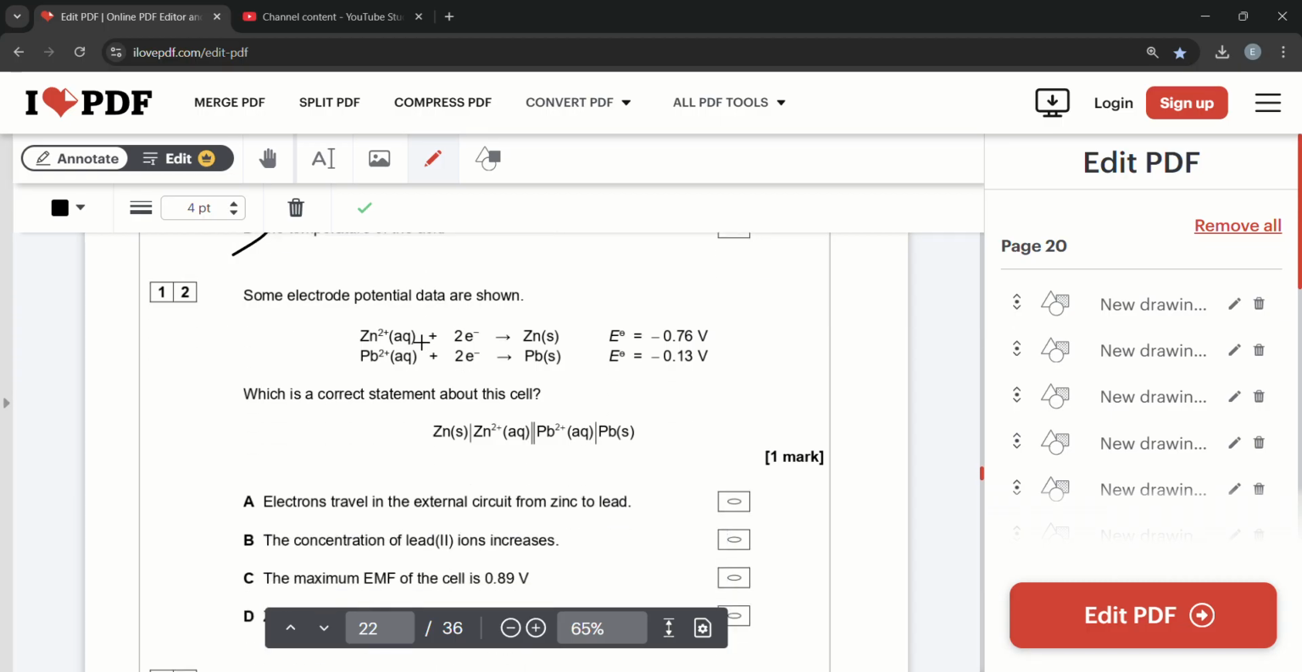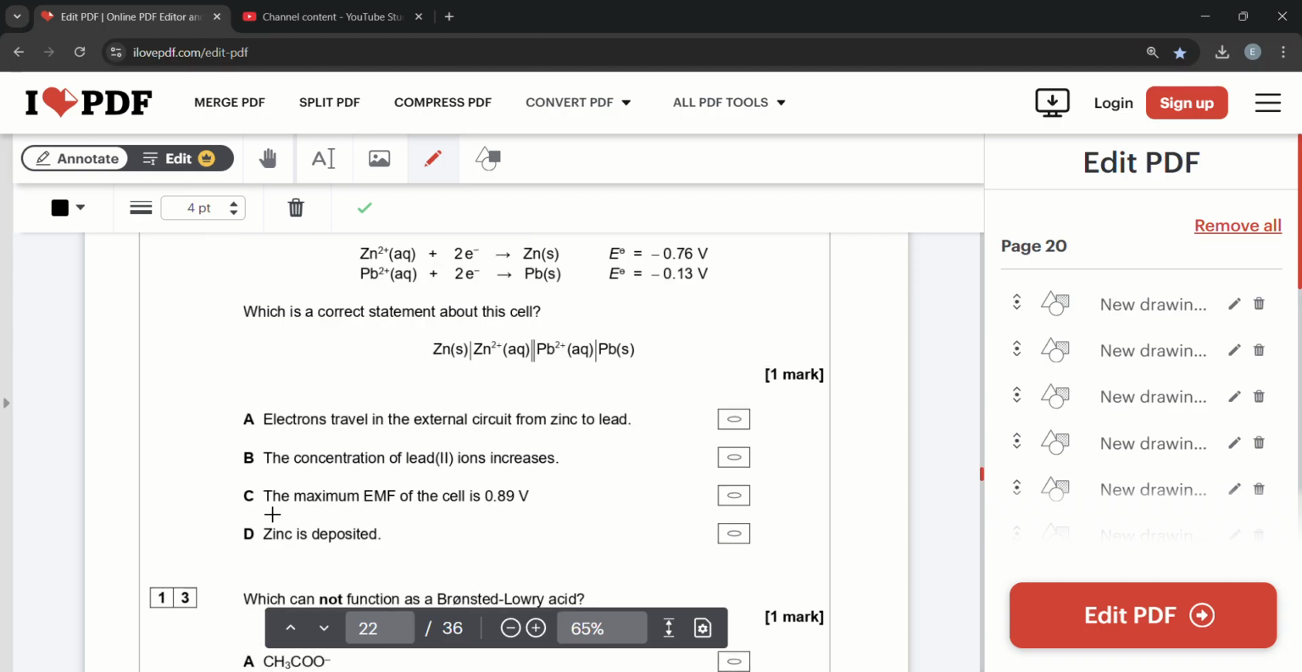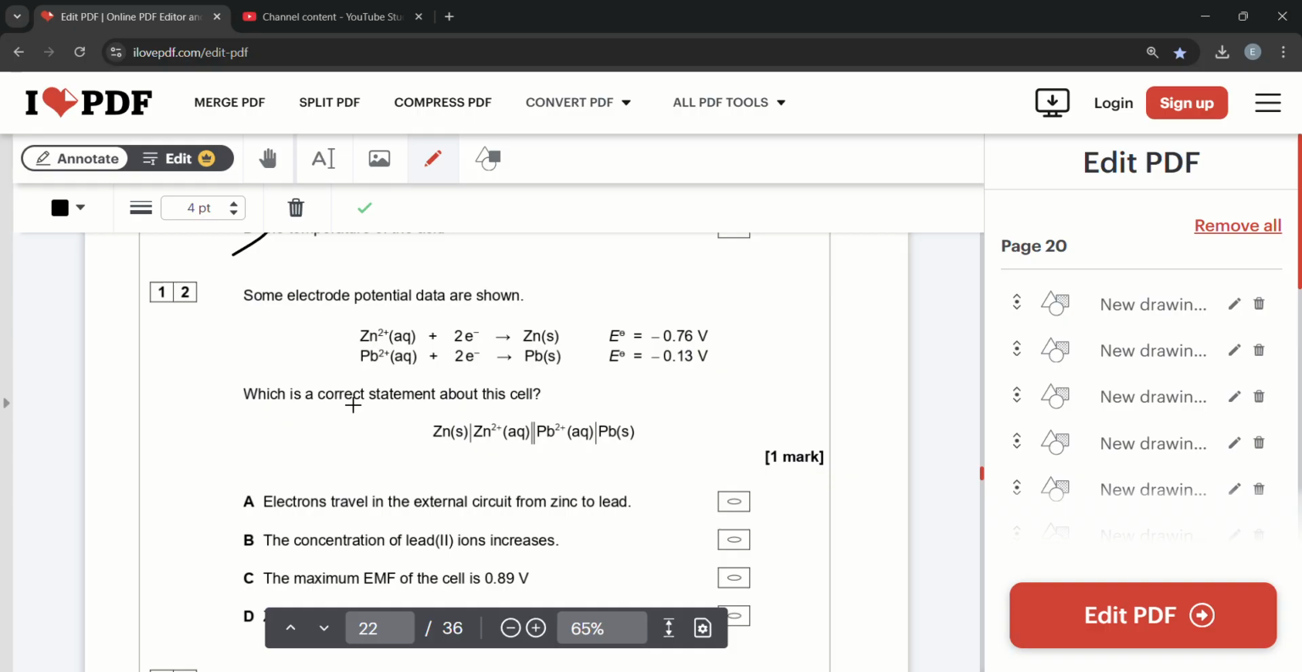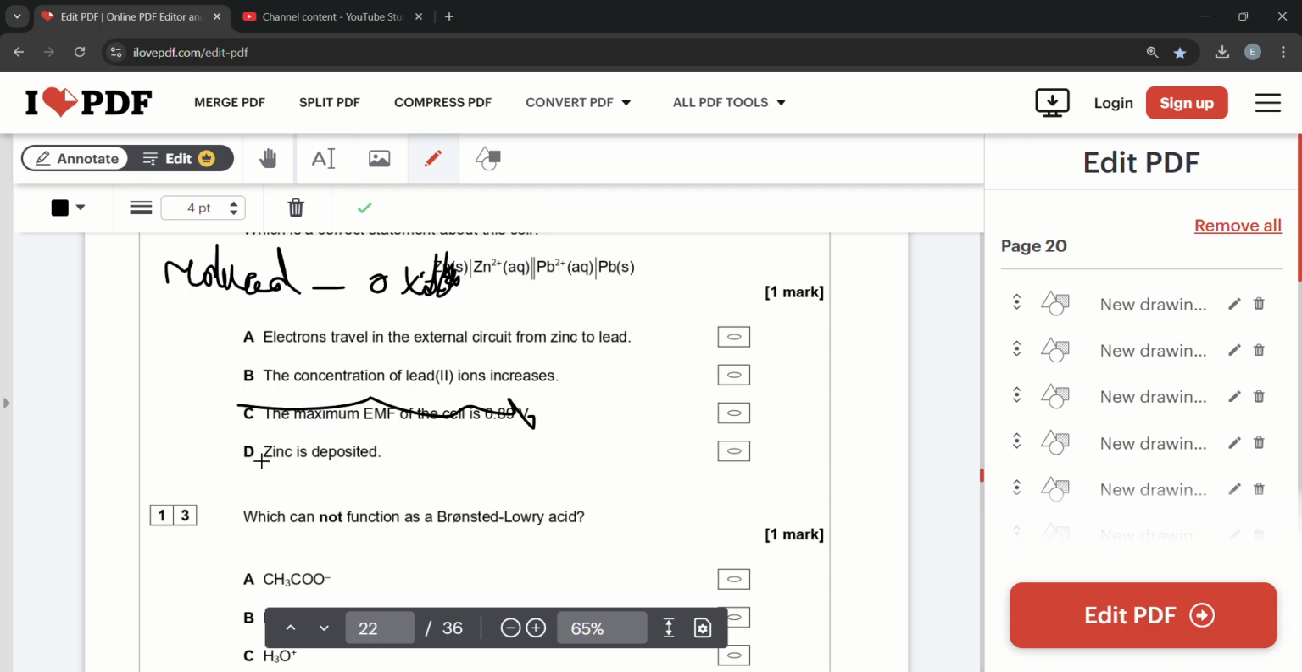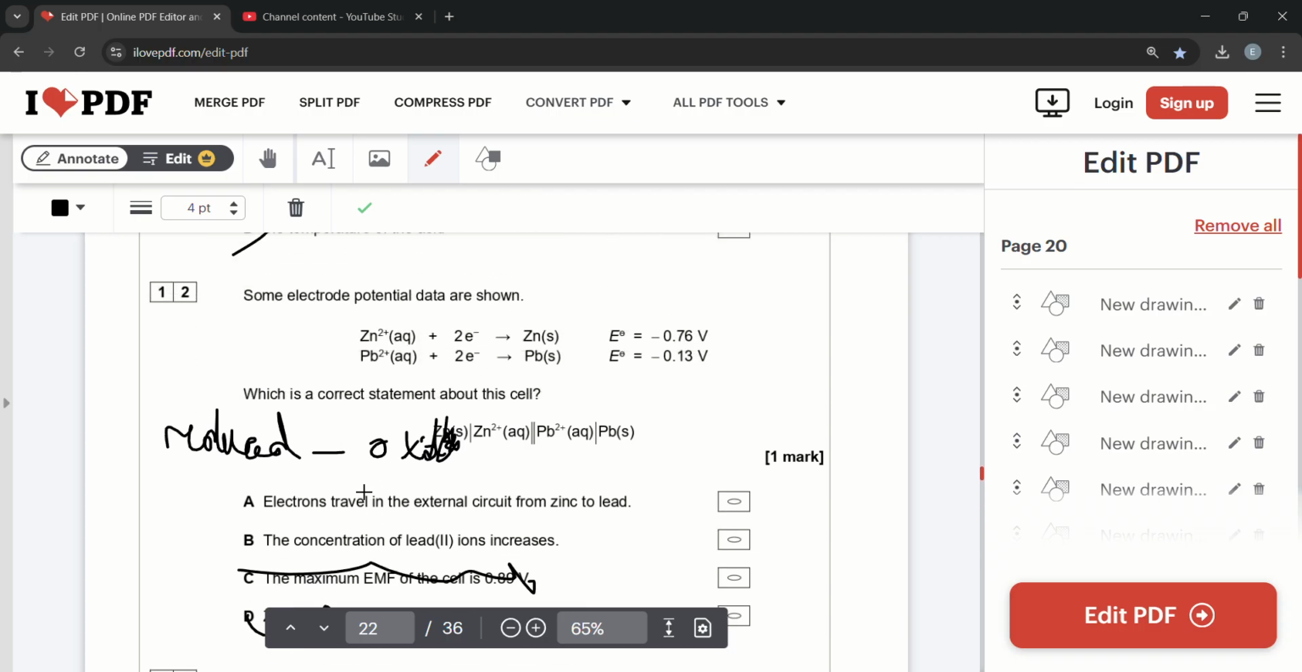Question 12, some electrode potential data is shown. Which is the correct statement about the cell? Let's look at C. The maximum EMF of the cell is 0.89. Well, to find the EMF, it's going to be reduced minus oxidized, I'm pretty sure. So it's going to be minus 0.13 minus minus 0.76, which is plus 0.63. It's not that. Zinc is deposited? That's not true. Concentration of lead 2+ ions increases? No. Electrons travel in the external circuit from zinc to lead. That is correct.